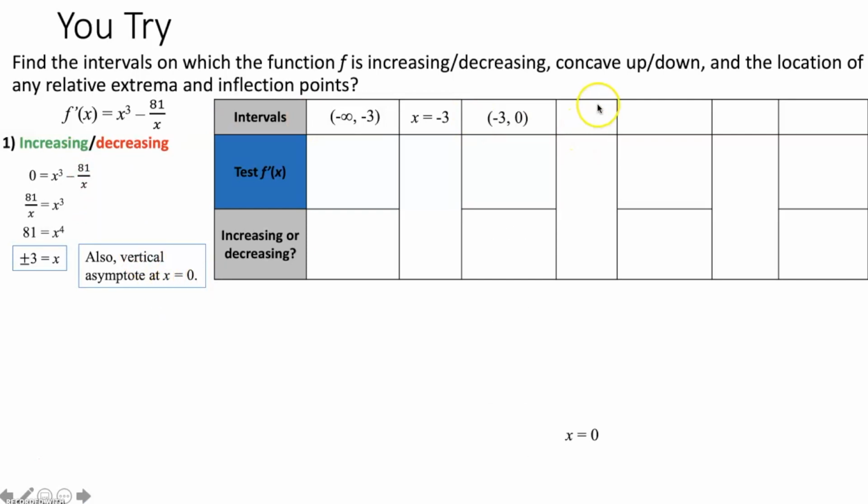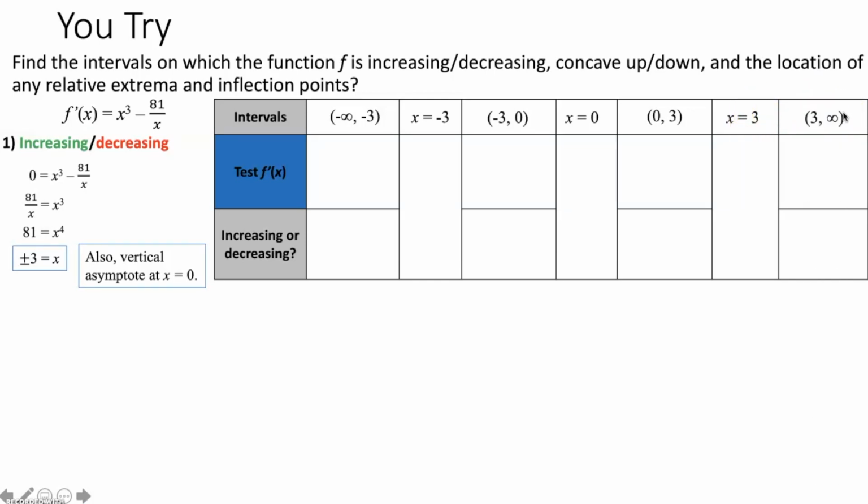Then at x is equal to 0, we know there's going to be a vertical asymptote. We have to include that in our sign chart because on either side of that asymptote, your function could go from increasing to decreasing or decreasing to increasing. It could change. Then we go from our vertical asymptote at x is equal to 0 to our next critical number, which would be 3. Then at x is equal to 3, we need to determine, is that going to be a relative maximum or minimum? And then from 3, we go to the end of our interval, which in this case is going to be positive infinity.